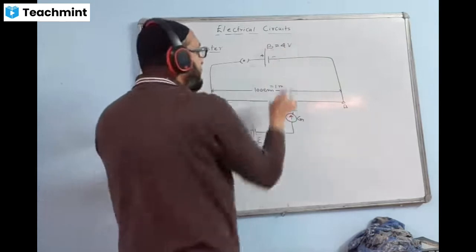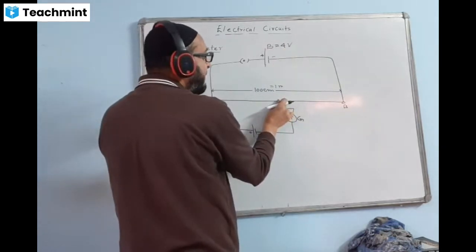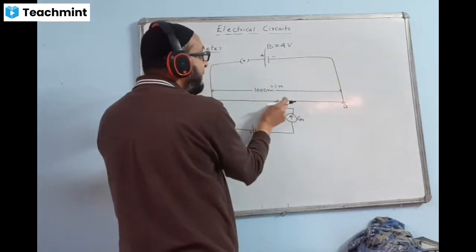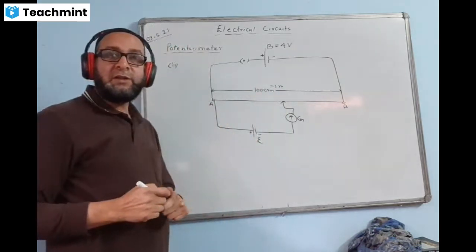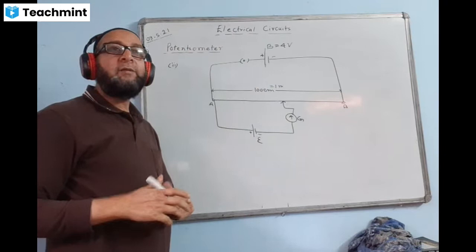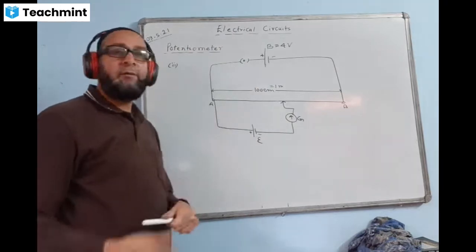Voltage for this part is 4 volts. Suppose if you take half of the wire, then the half length will be 50, but the voltage also will be 2 volt. The voltage also will change, but the potential gradient value will come the same. 4 only will come, 4 volt per meter.